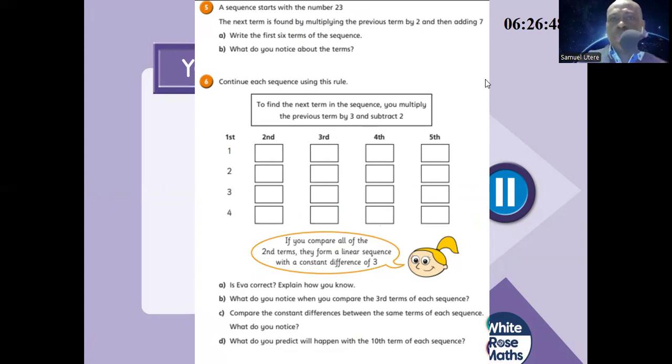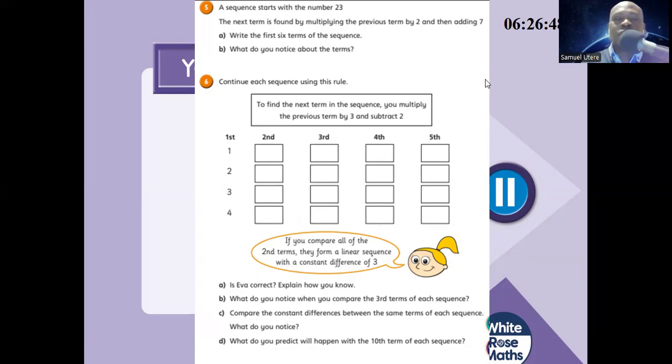Sometimes you will be given the sequence and you need to observe. This is where you use your number sense. You need to observe the numbers. What is the number doing? What's the property of the number? Okay, and then you find out the rule, how the number is being generated from one to the next.